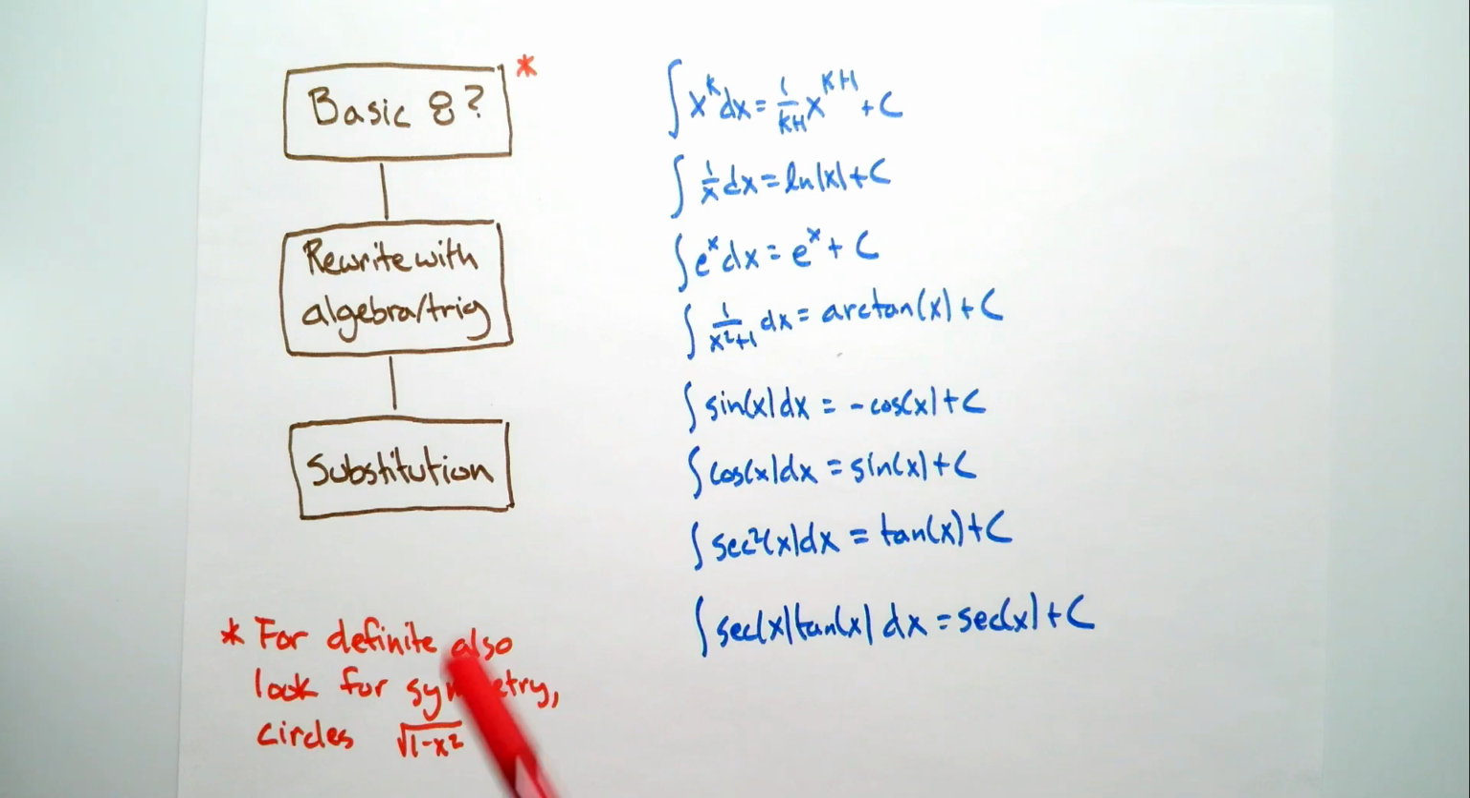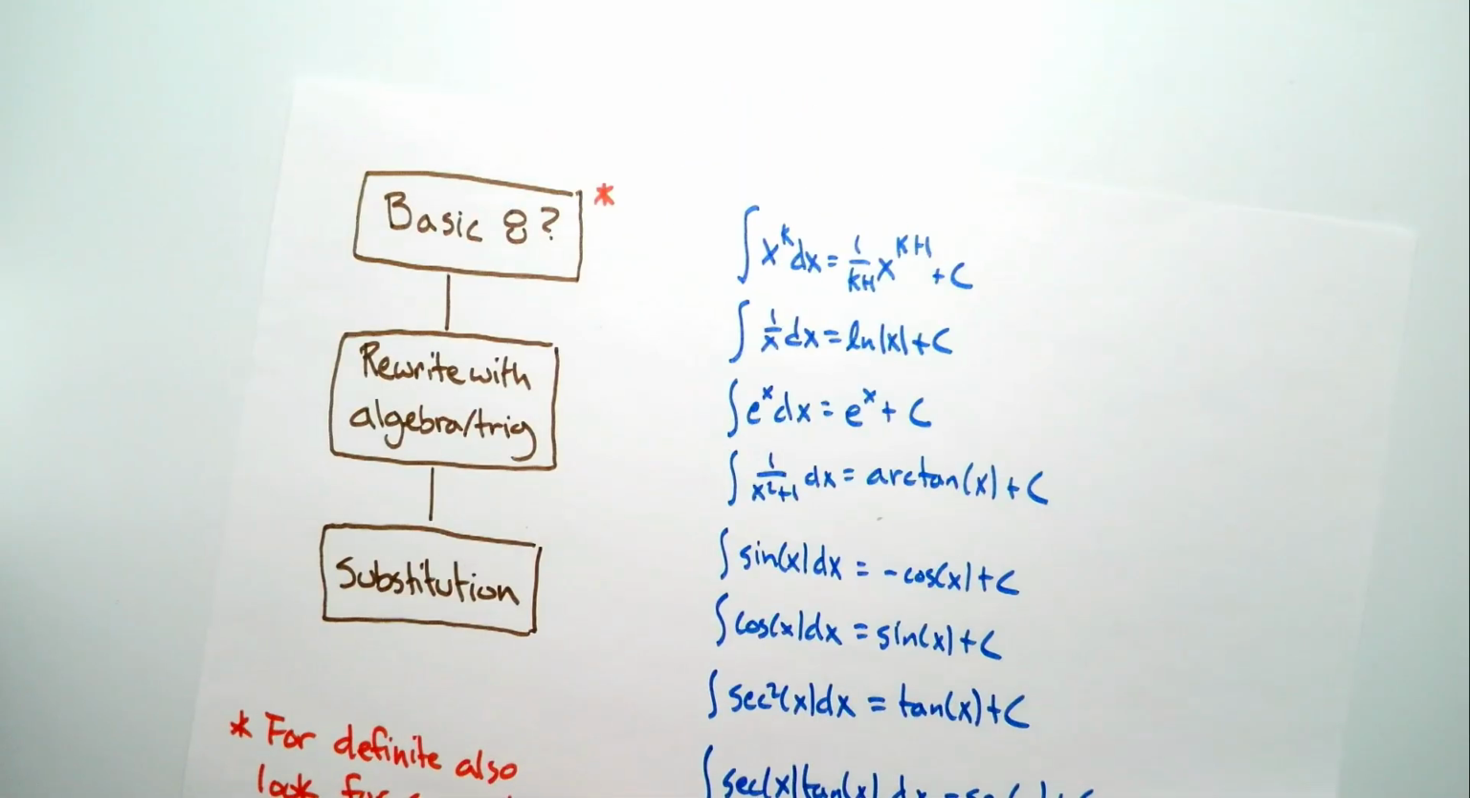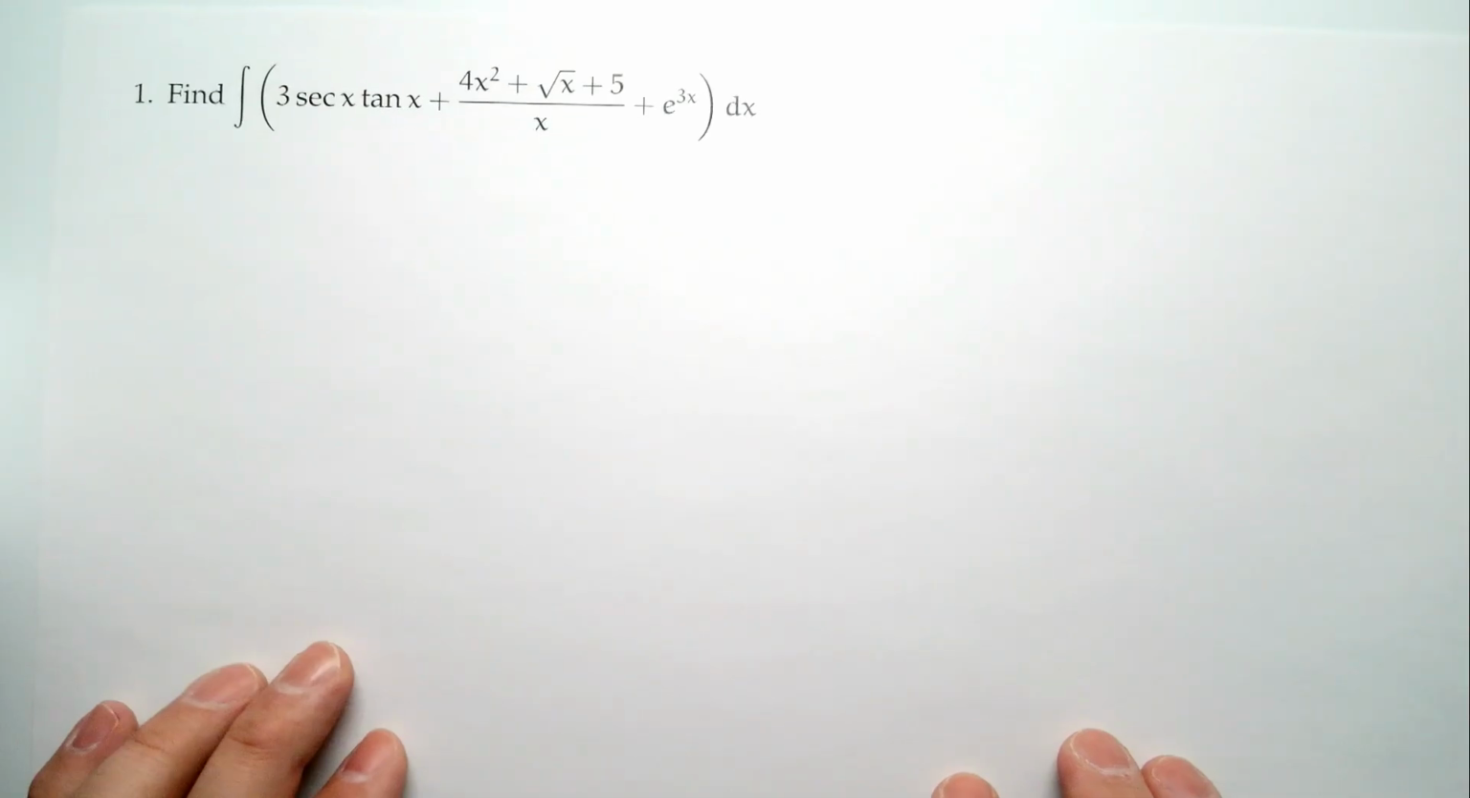Of course, there are subtleties when it comes to substitution. There are subtleties when it comes to algebra and trig. But you get better at that the more you practice. And the more you practice, the better you'll get. So let's begin. We start with number 1. It's a very good place to start.